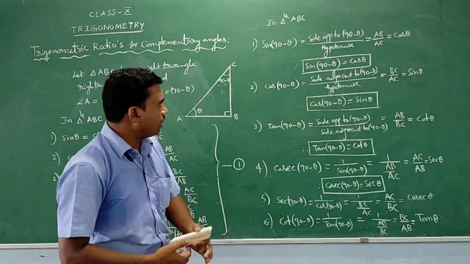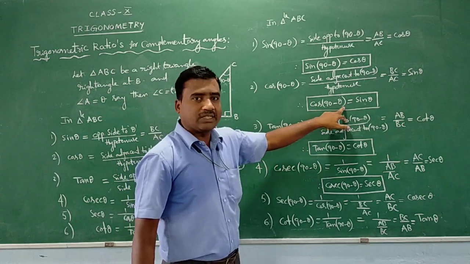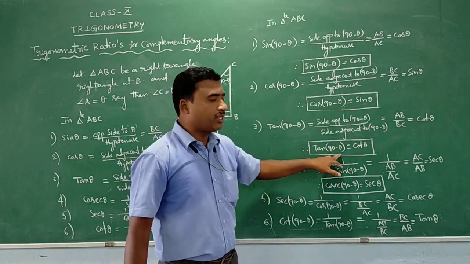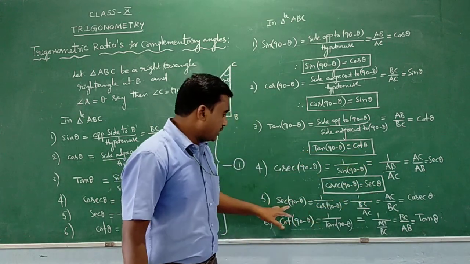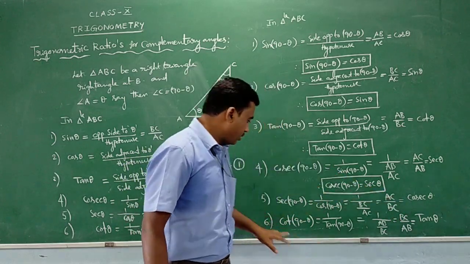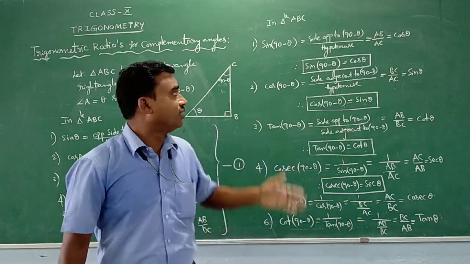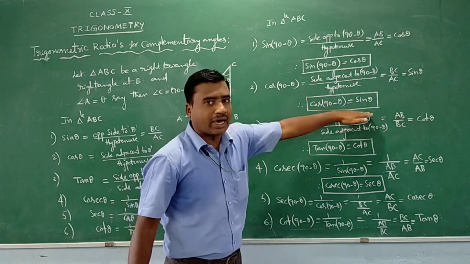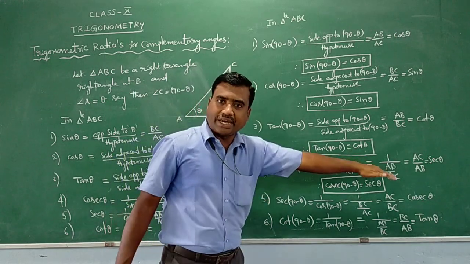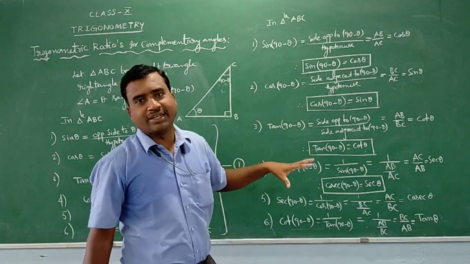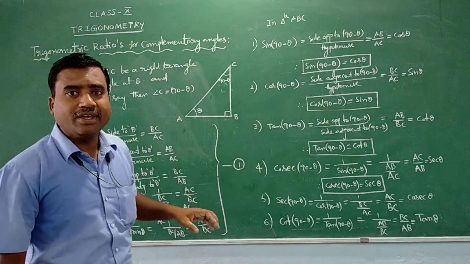So children, if you observe here, sin(90 minus theta) is equal to cos theta, cos(90 minus theta) is equal to sin theta, tan(90 minus theta) is equal to cot theta, cosecant(90 minus theta) is equal to secant theta, secant(90 minus theta) is equal to cosecant theta, and cot(90 minus theta) is equal to tan theta. So for complementary angles, sin becomes cos, cos becomes sin, tan becomes cot, cot becomes tan, cosecant becomes secant, and secant becomes cosecant. These are the trigonometric ratios for the complementary angles.